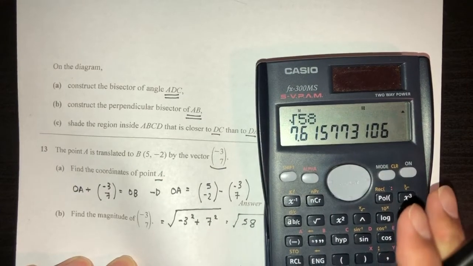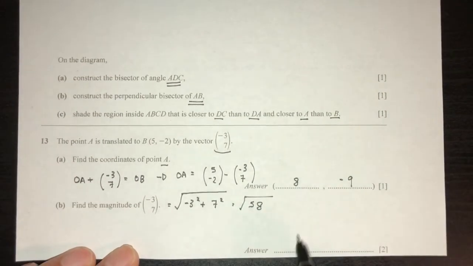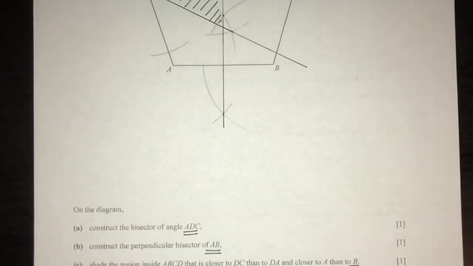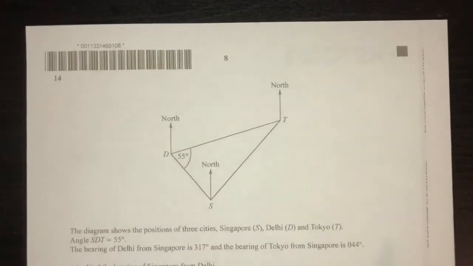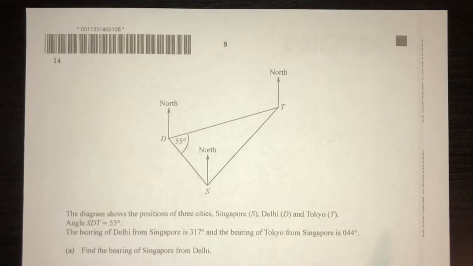That will be 7.62, correct to 3SF. So of course you have to write down units for the magnitude. This is question number 13. Let's move on to question number 14.